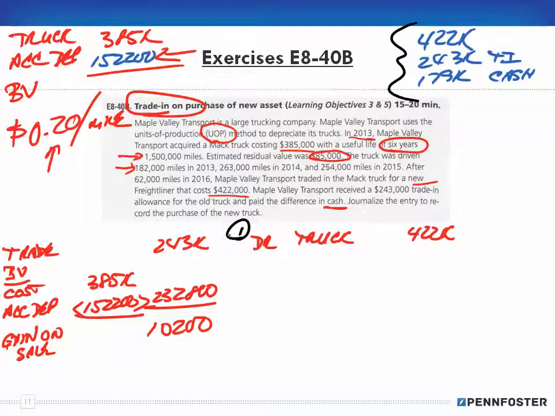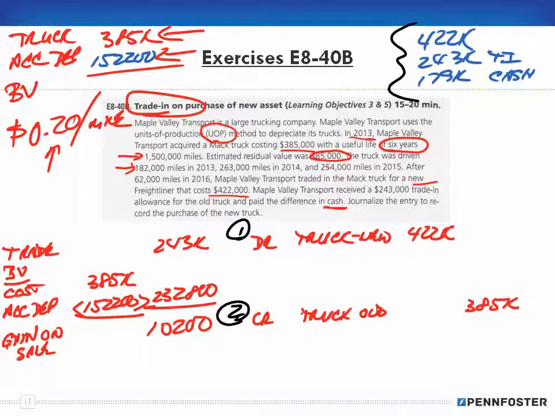Now I have to take my old truck off the books. So what do I have? Well, I have a debit of 385,000, so I credit my old truck for 385. This is like step number 2. I'm taking the items off of my books, I'm getting rid of them. Now realize that this new truck would be a new account, a different general ledger account.